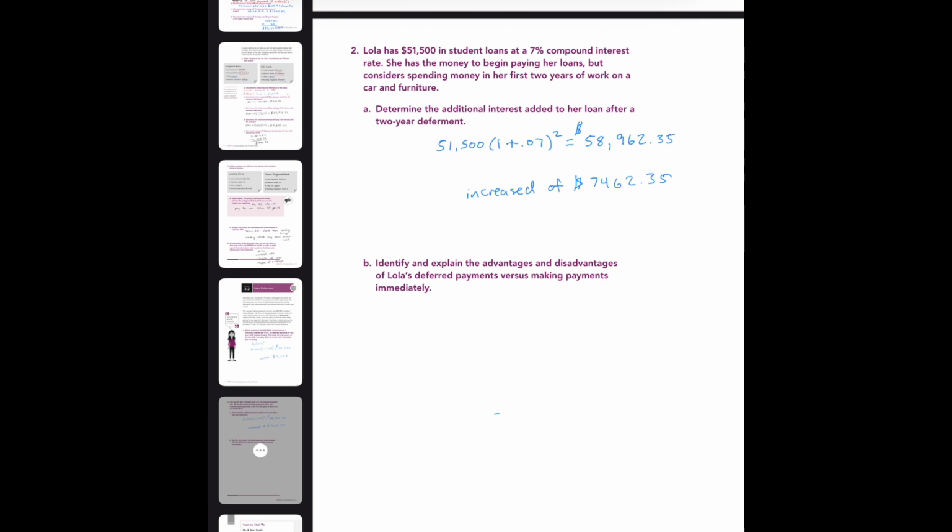The downside, the disadvantage, is like we just looked at with that total. By the time she starts making her payments, she's now had an increase of over $7,000 on the balance that she's eventually going to have to pay off. So depending on how badly she really needed that car and furniture, in the long run you're looking at a really big long-term disadvantage in how much that principal is going to go up, that she'll have to start paying 2 years into her loan.